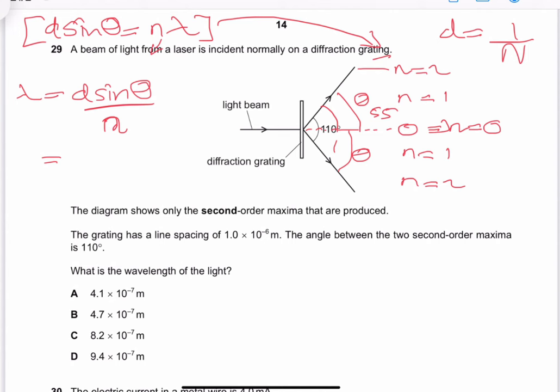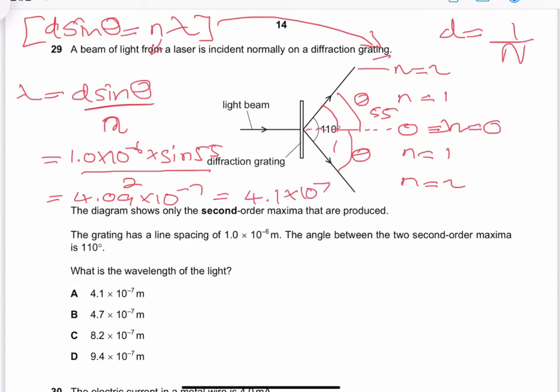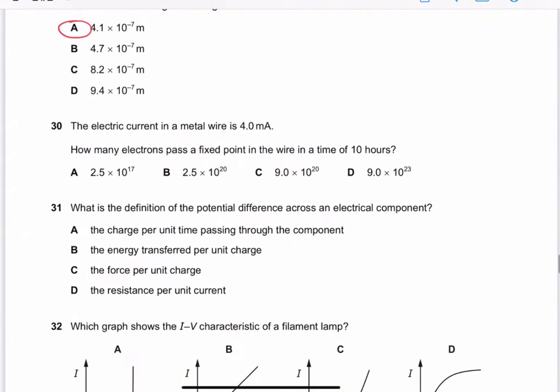So your value of lambda will be equivalent to 1.0 times 10 to the power of negative 6 times sine of 55 divided by your value of n, which is 2. You get approximately 4.09 times 10 to the power of negative 7, which is 4.1 times 10 to the power of negative 7. Your answer is A. Question 30.